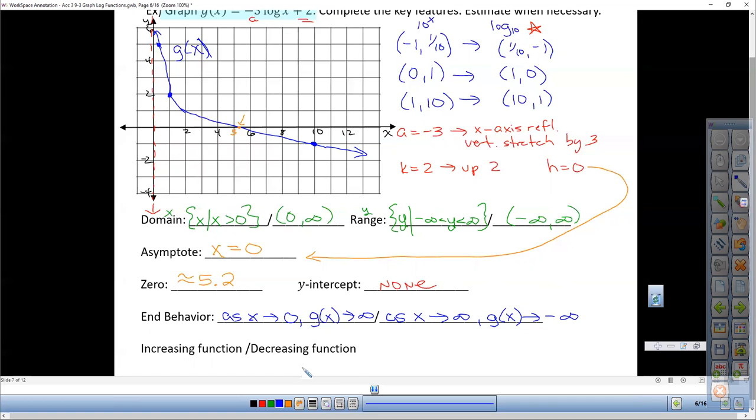So we have as x goes to positive infinity, our function values are heading down, so the y's are going to negative infinity. Increasing versus decreasing function. So remember, that's left to right. So looking at our curve from left to right, it's heading down. So this time this function is decreasing, like so. And that finishes up everything here.